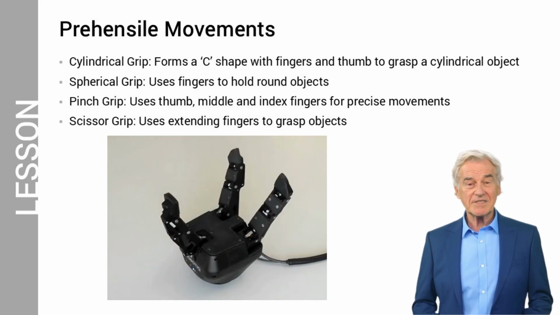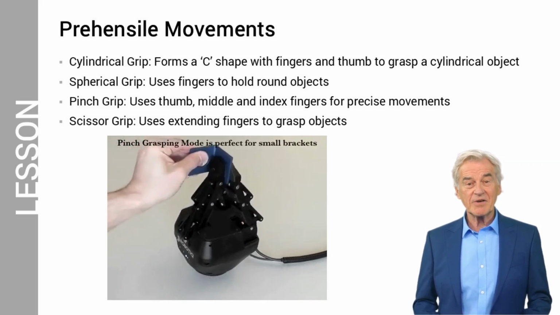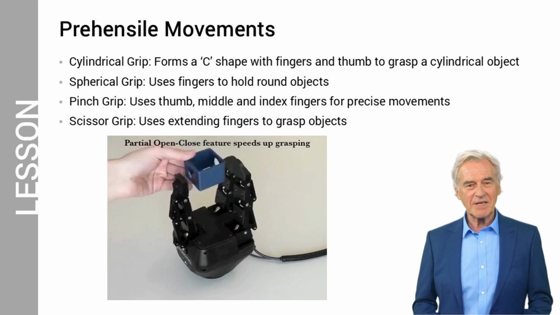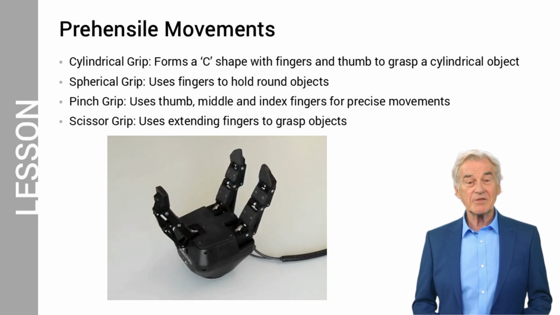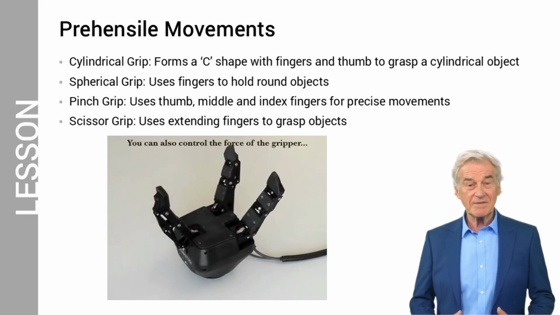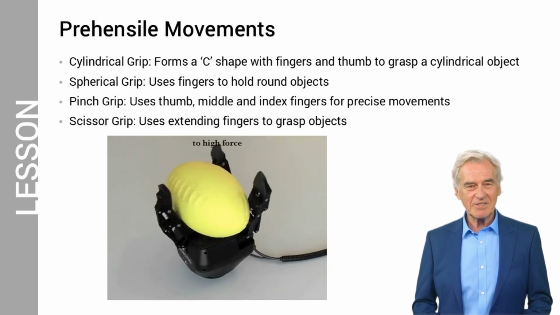Pinch grip utilizes the thumb, middle finger, and index finger for high-precision movements, such as picking up a grain of salt. The object is wedged between the 3 fingers for precise control. Scissor grip involves extending 2 fingers to grasp an object.